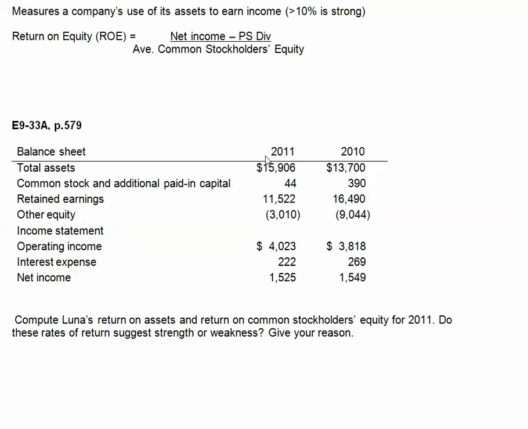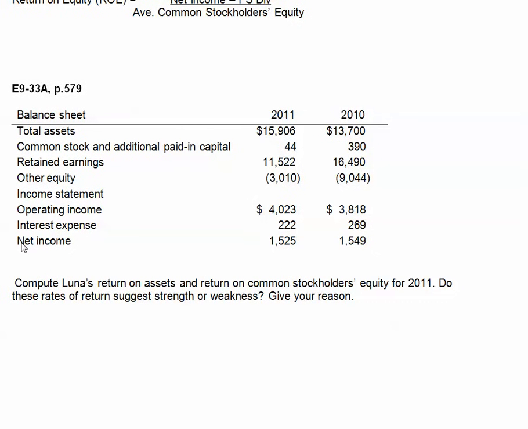So let's go ahead and look at what we have here. We have net income of $1,525,000. We're going to add back interest expense of $222. So that's your numerator. And then we're going to divide it by our average total assets.